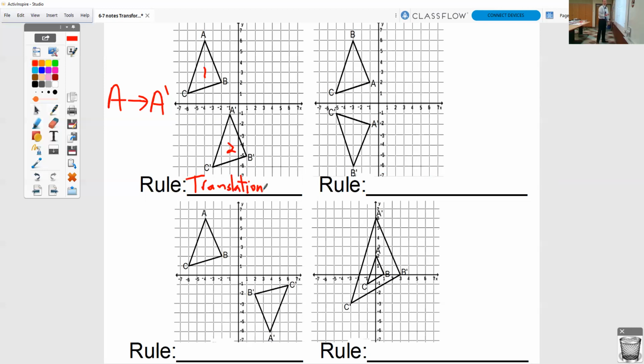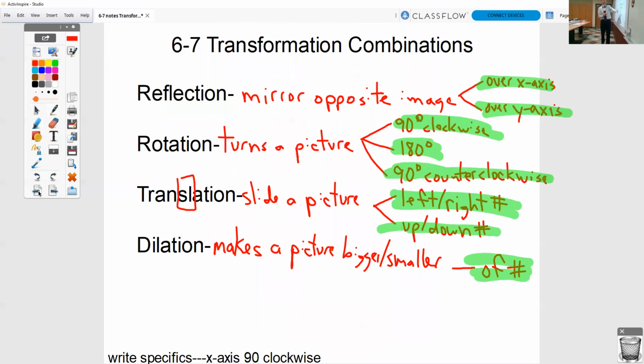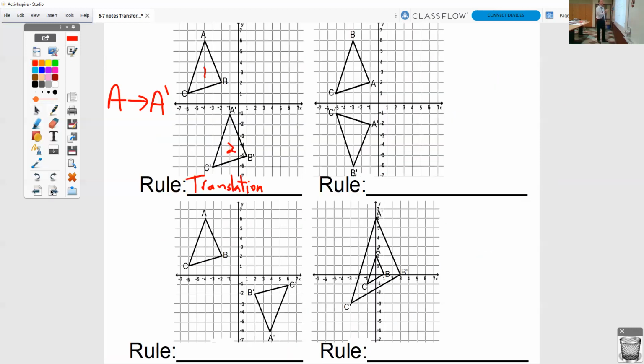Now, when you say a translation, you can't just say a translation. You have to say how many left or right, how many up or down. Remember, we talked about that right here. All right, we have to say how many left or right, how many up or down. So how do you get from A to A prime? We're going 1, 2, 3, 3 places to the right. So we're going right 3. And then we're going down 1, 2, 3, 4, 5, 6, 7. So right 3, down 7.